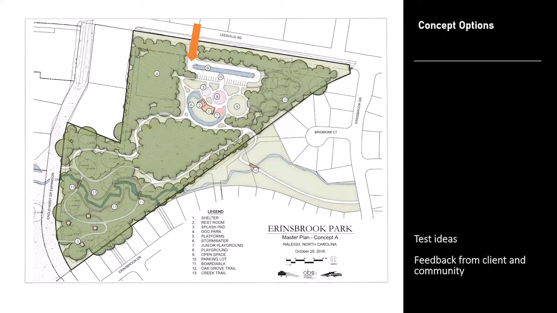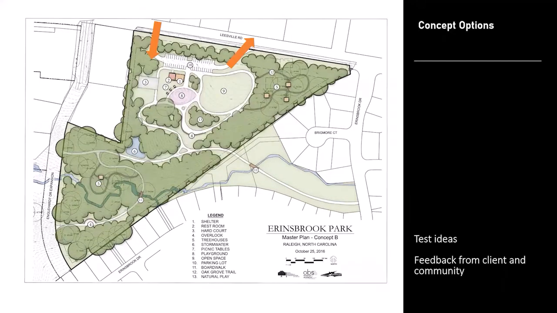This option just shows the one entry drive with a dog park on the left, which they really liked, and then some open space and playgrounds that were all kind of squashed together. And then most of the park was really designated for that big natural open trail. And then the third option, we had a bigger open space with the parking still at the top, but then there's, you know, an in and an out exit.